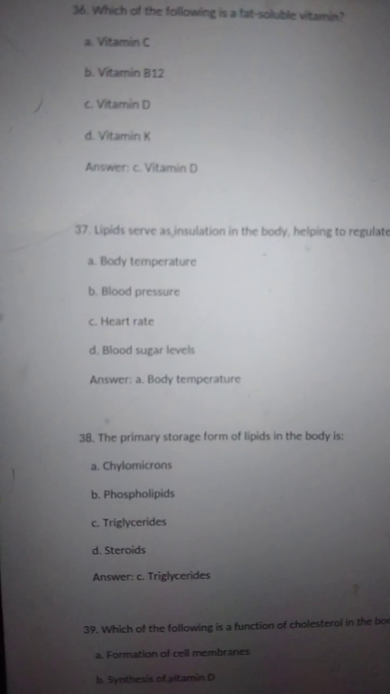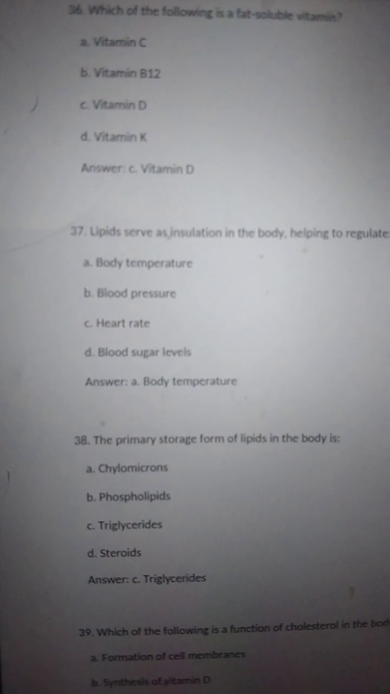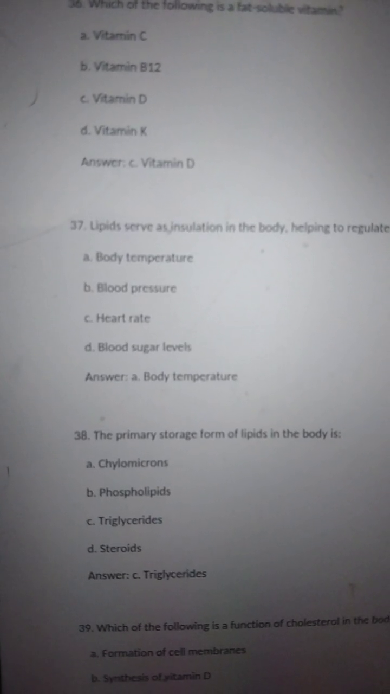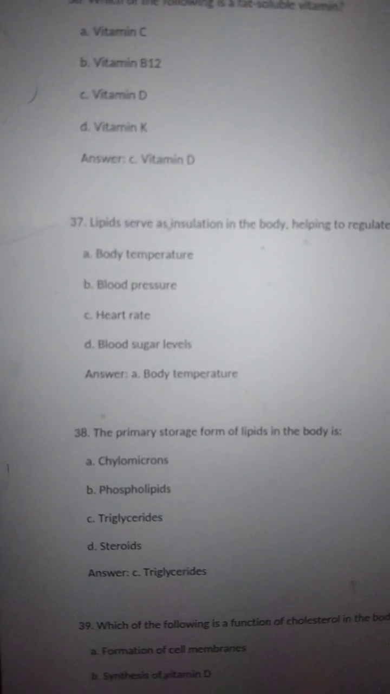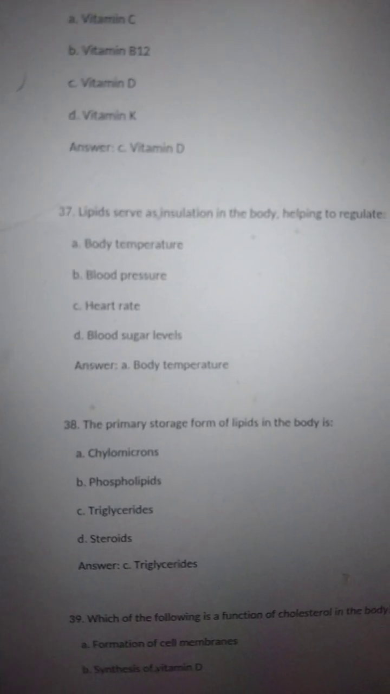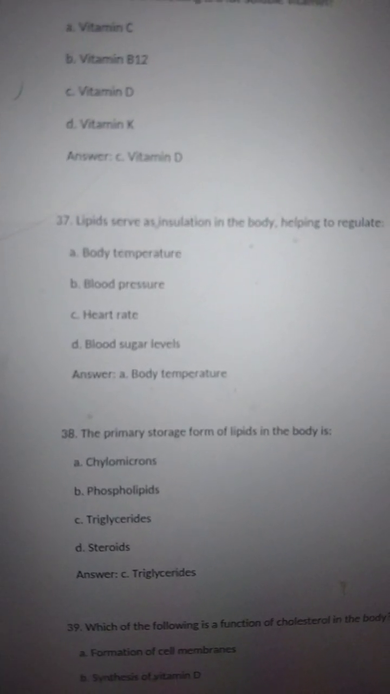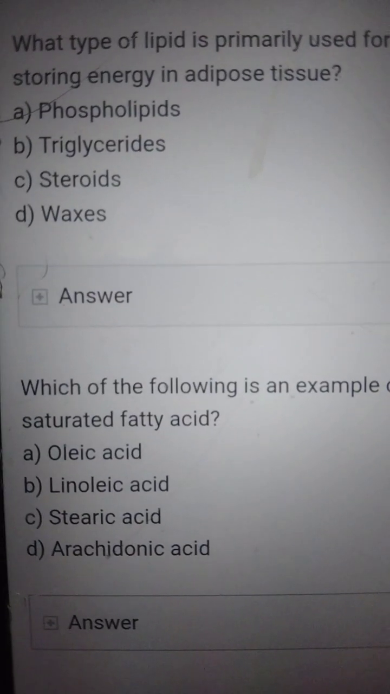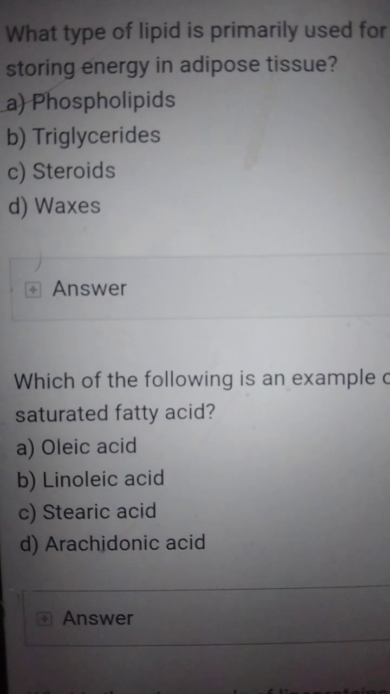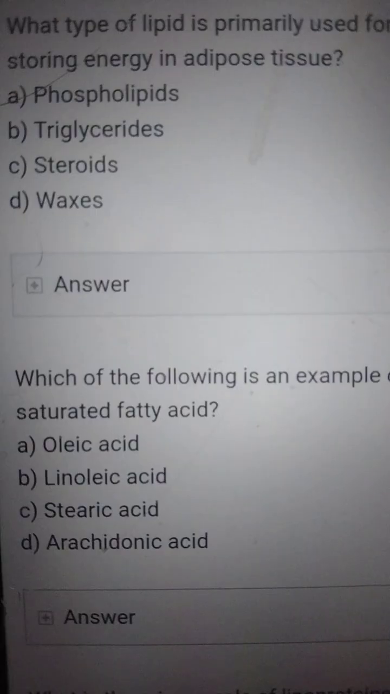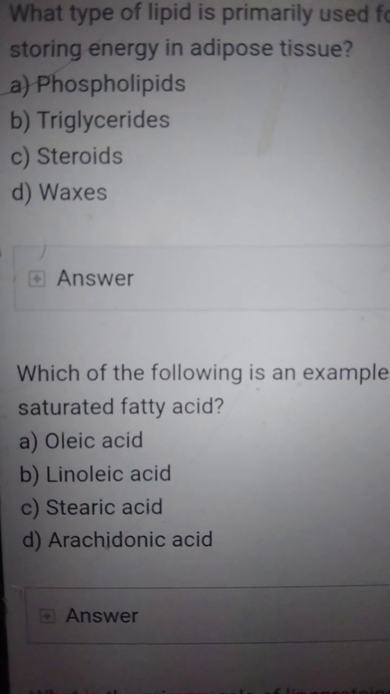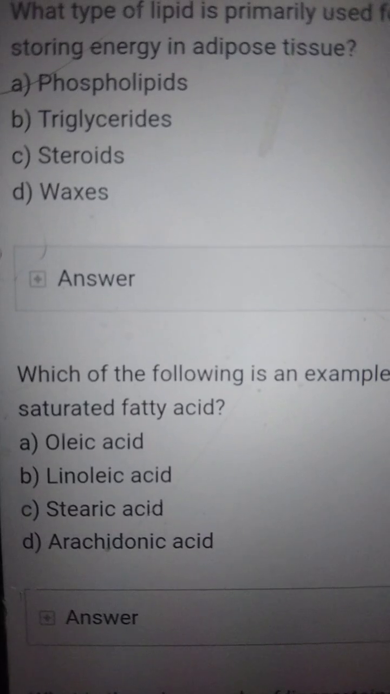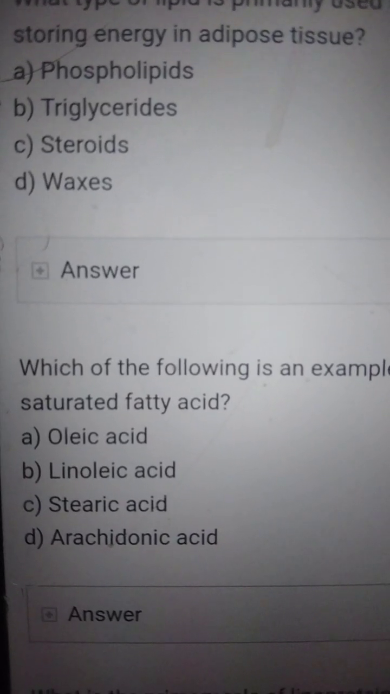Which one of the following is a fat soluble vitamin? Vitamin C, B12, D or K? Vitamin D. Lipids serve as insulation in the body, helping regulate body temperature. Which type of lipid is primarily used for storing energy in adipose tissue? Phospholipids, triglycerides, steroids, or waxes? The correct answer is triglycerides.